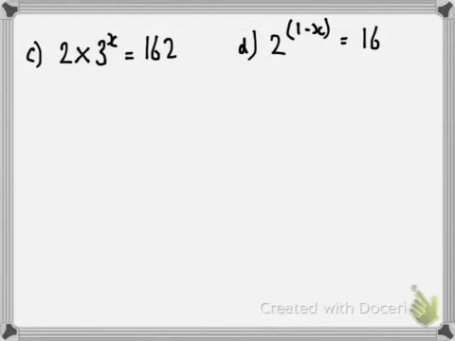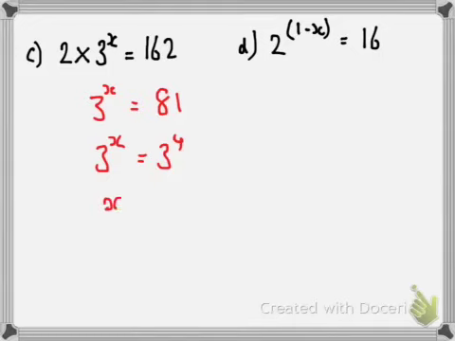Next one, 2 times 3 to the power of x equals 162. First thing we should do here is divide through by 2. And 162 divided by 2 is 81. 3 to the power of x equals 3 to the power of 4. Therefore x equals 4.